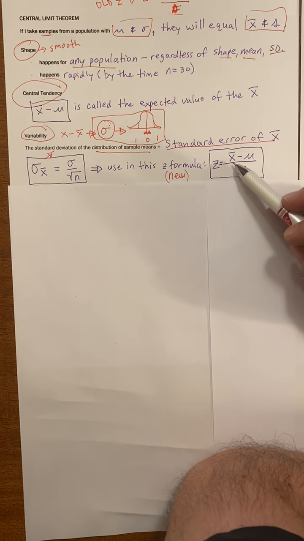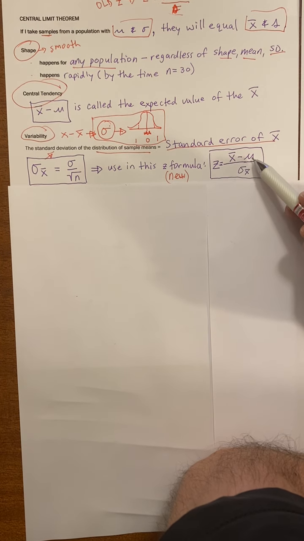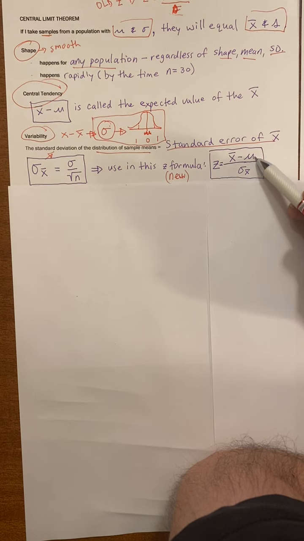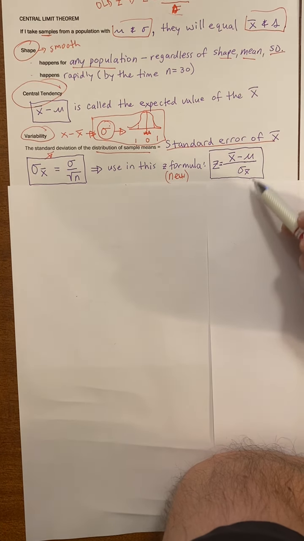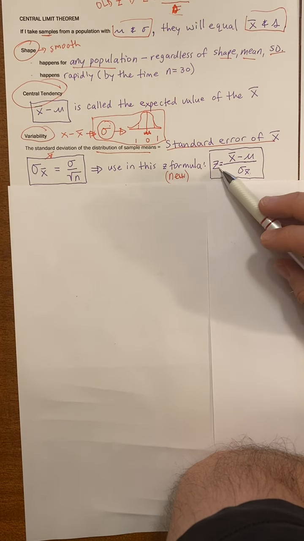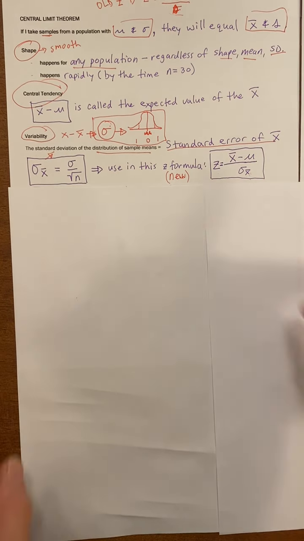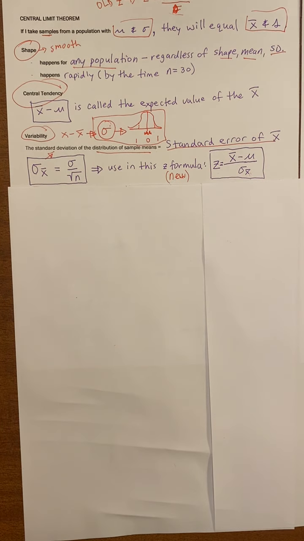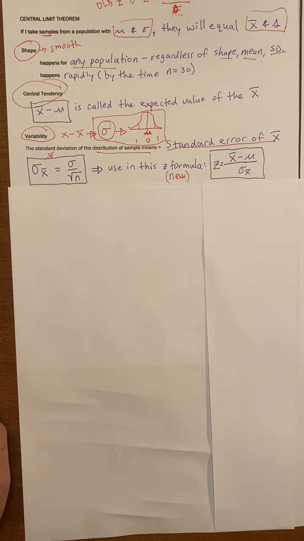Now it's always going to be some mean score that you've pulled out, and you're going to subtract the population mean from that, and you're going to use this standard error of x bar as your new standard deviation in this new z formula. Okay, so with that, I want to just go over a couple of practice problems that you can think about doing this with.